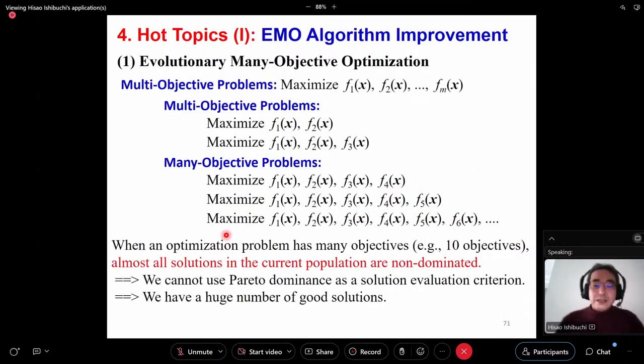Now, I'd like to move to the main part, hot topics in the MO field. And I divided hot topics into two parts. The first part is MO algorithm improvement to solve difficult multi-objective problems. And in the first part, the first topic is many objective optimization.